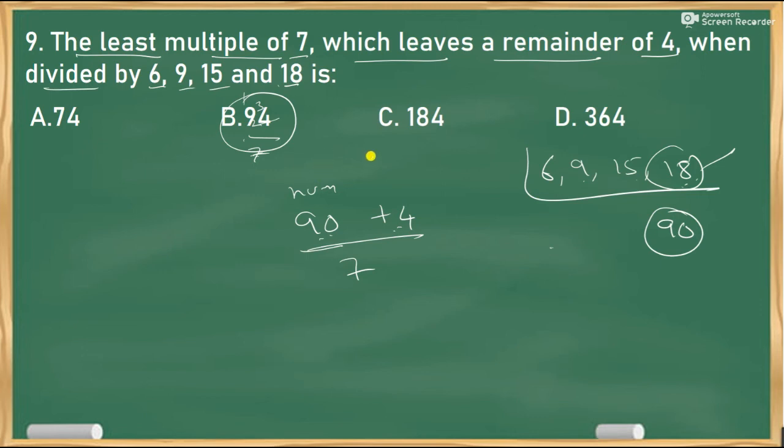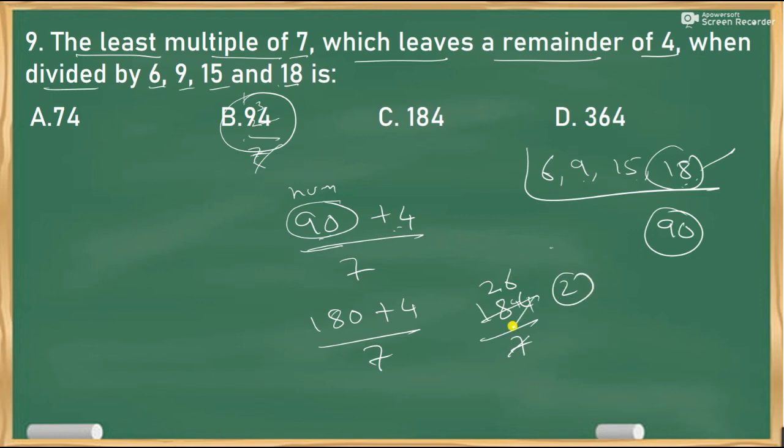Then go with the multiples of 90. So 94 is not working. Then go for the next number, that is 2 times 90, which is 180. Now 180 plus 4 by 7. If I do this, I should get a remainder of 4. Let me check 184 by 7. 7 1s are 7, 7 2s are 14. Then 44 is remaining. 7 5s are 35, 7 6s are 42. I'll get a remainder of 2. Even this is not my option. Next, go with the next multiple of 90.